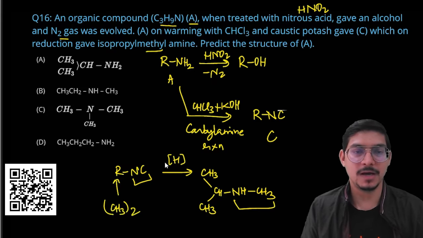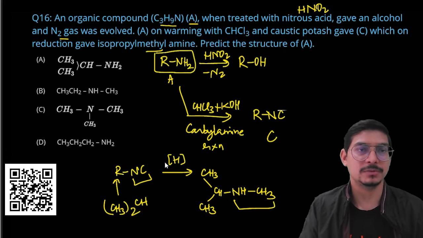All right. So if R is isopropyl group, then we can directly deduce the structure of this compound A, which is RNH2. So this is simply isopropyl amine. So CH3 twice CH and then NH2. So the correct answer is option A. Thank you.